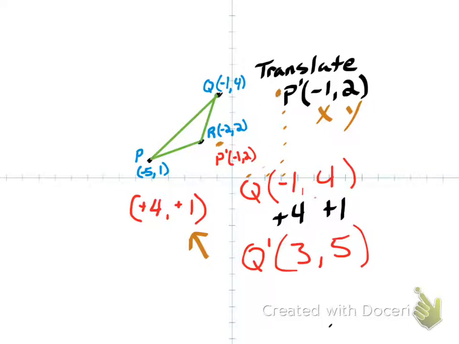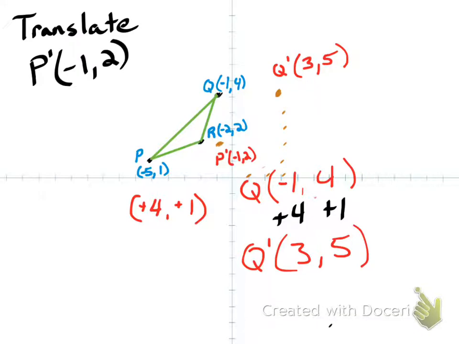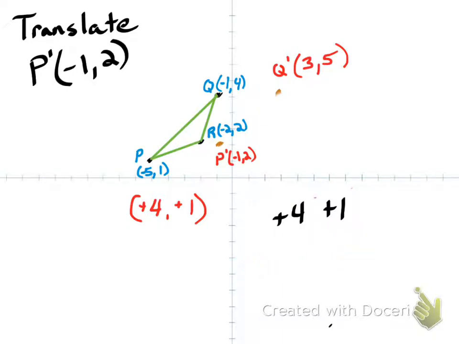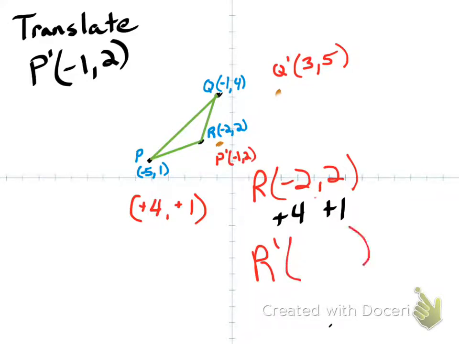Now I'm going to erase some things to get things out of the way and make it look prettier. So I've changed my Q to Q prime, 3, comma 5. Now that I have that, I'm going to do the last point, which is R. So let me write down R. R is negative 2, comma 2. So I'm going to try to find R prime. I'm going to add 4 and 1. Add 4 to x, I get 2. Add 1 to y, and I get 3. So my new point is 2, comma 3.